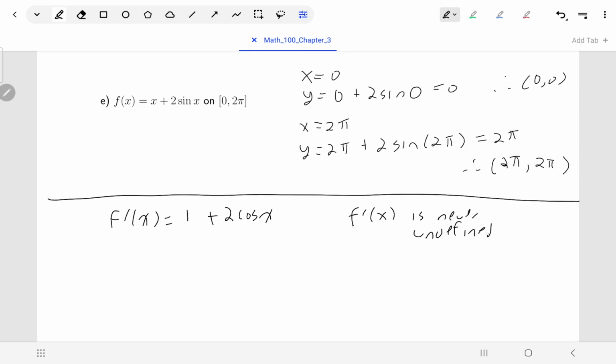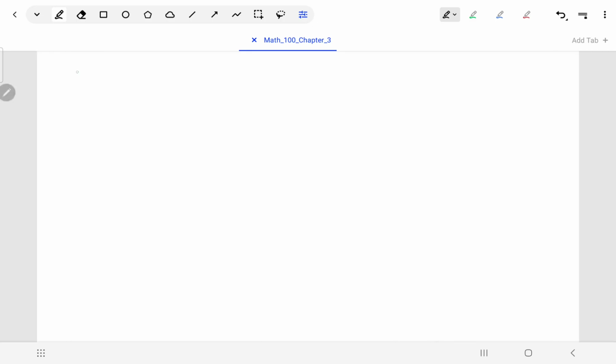And it's never undefined because, of course, x can be anything in here, and this will be some sort of real number, so we never have to worry about that happening. So that means we won't get any critical numbers for that reason. If we're looking for where f prime is equal to 0, we'd have to ask ourselves, where is 1 plus 2 cosine x equal to 0?